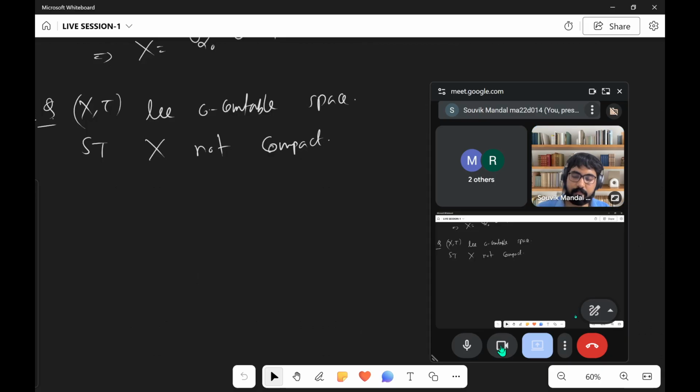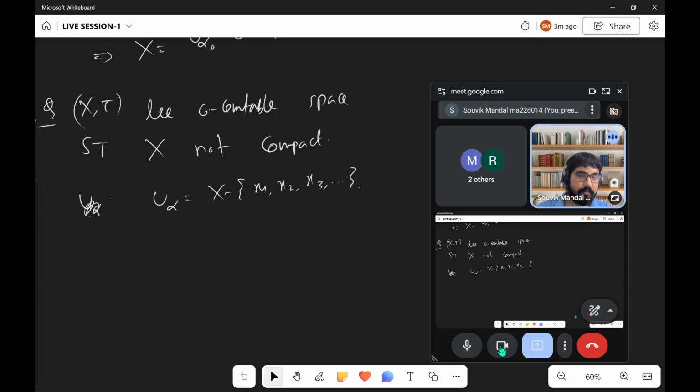So again y1, y2. Tell me then next. U alpha 2 is X minus {x2, x3, ...}; we remove x1 and we take x2, x3, and so on. In a similar way, we are not able to get a finite subcover. Why will we not be able to get a finite subcover? Because it is countable. X may be an uncountable set, so we are not able to get a finite subcover.